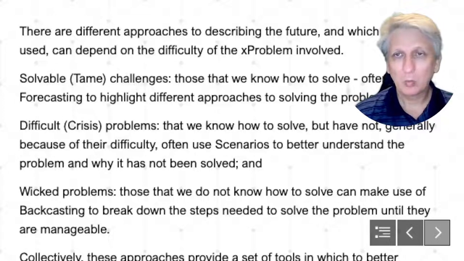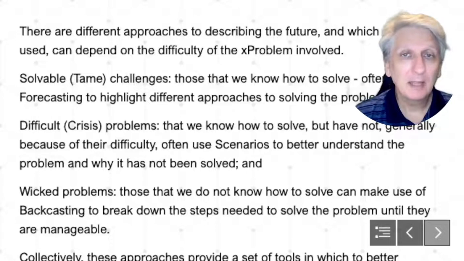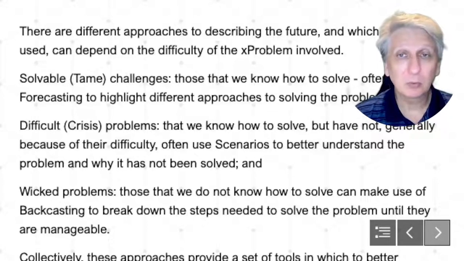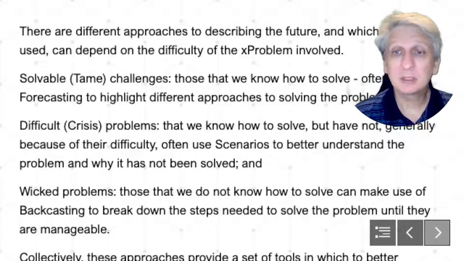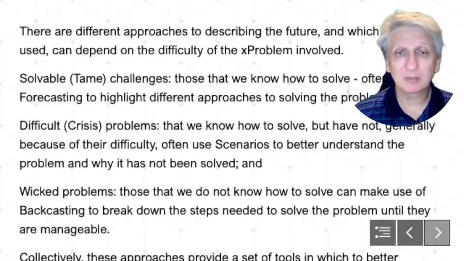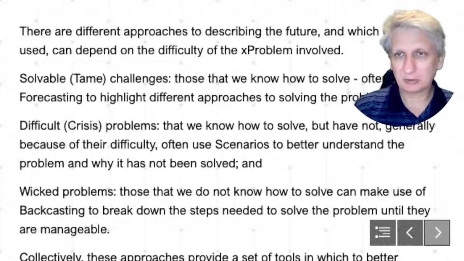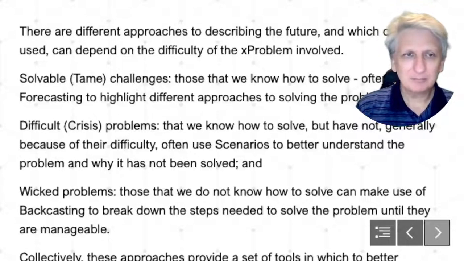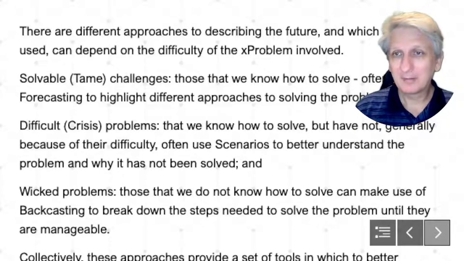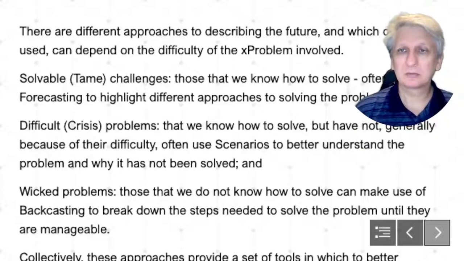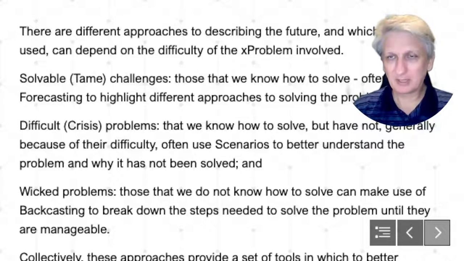Difficult problems, we often use what is called scenario writing. Where we explain the problem in terms of a story about the issue and the problem that's involved. And that's been done quite a lot with climate change. Where we've developed stories around climate change. We generally know how to solve it, but it's proving too difficult to enact a solution.